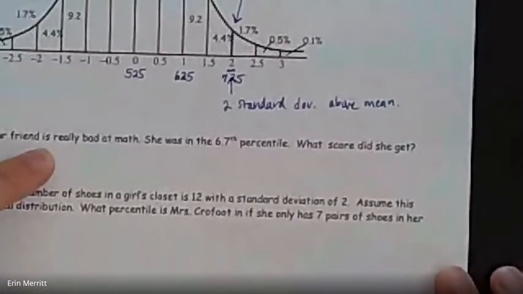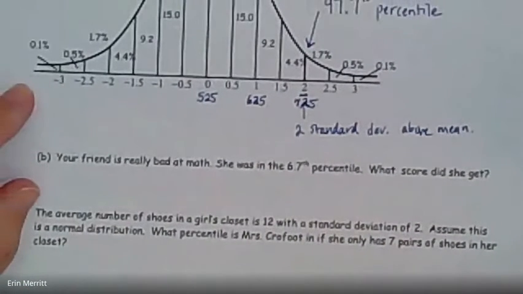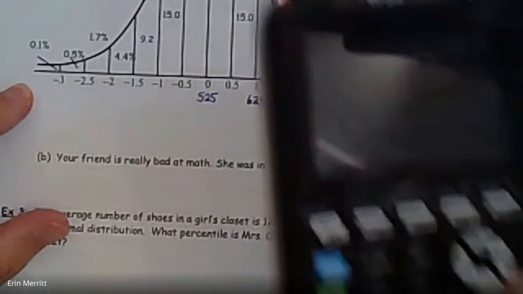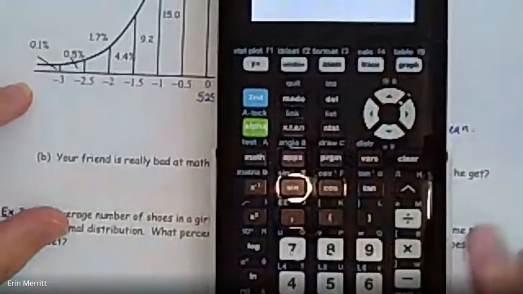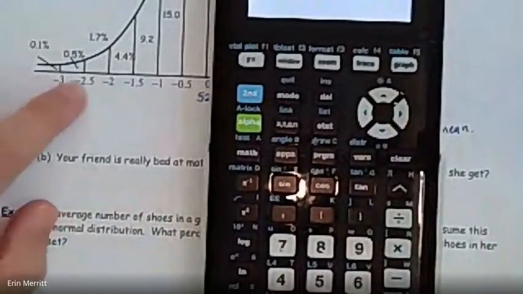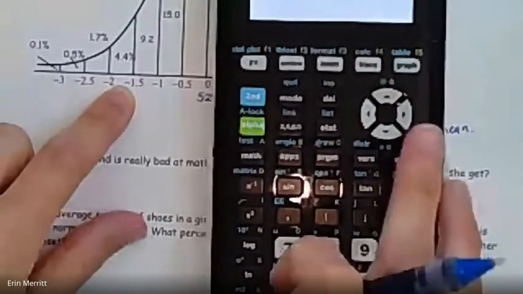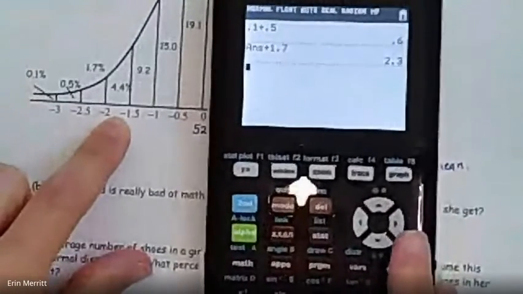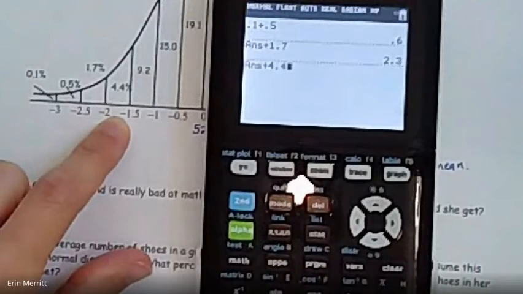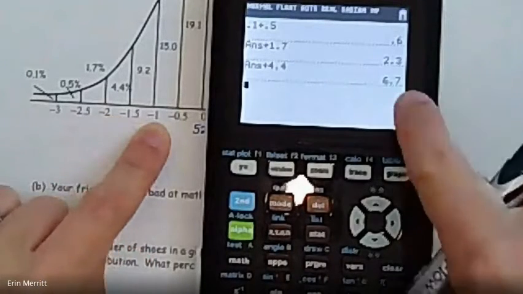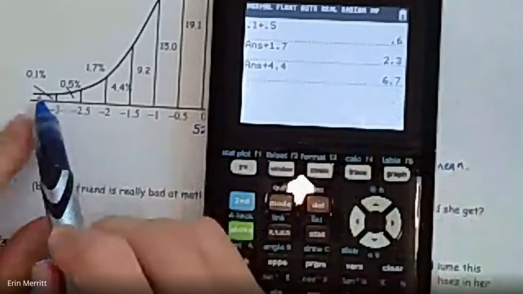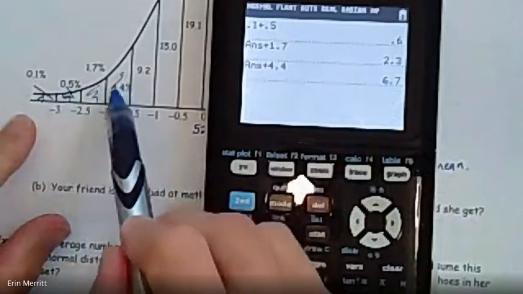Oh, that's unfortunate. She was in the 6.7th percentile. What score did she get? Okay, 6.7 percentile. Start on the left side and keep adding up until you hit 6.7. So if we do 0.1 plus 0.5, you know that's not enough. Plus 1.7, still not enough. Plus 4.4. There we go. That's it. So I want to include this chunk, and the 4.7.